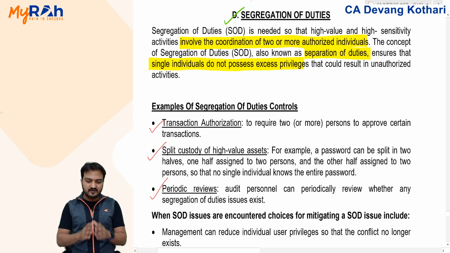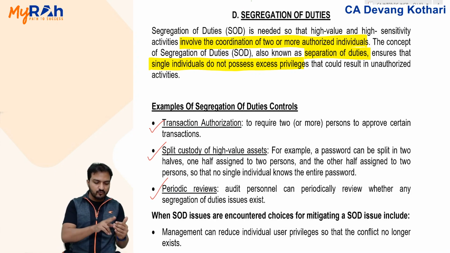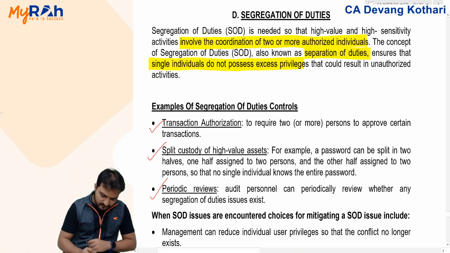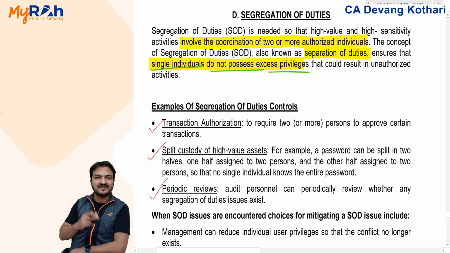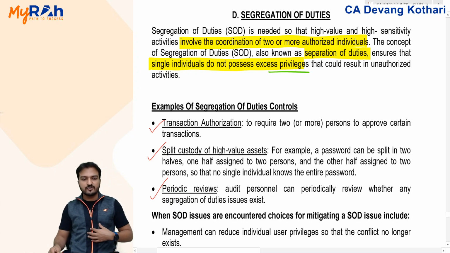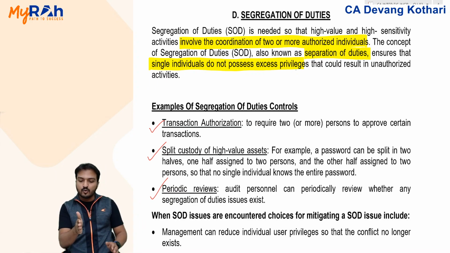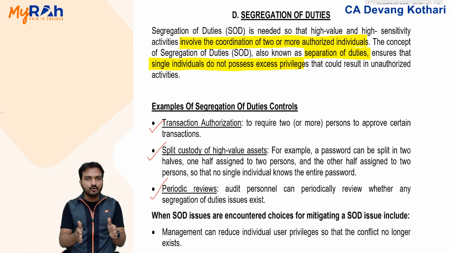Segregation of duties says that for better security purposes, any duties that are supposed to be done will be segregated between two people. It basically involves the coordination of two or more authorized individuals in order to do a task. That is called separation of duties. A single person will not possess the privileges of doing the entire work. For example, if I want to get a transaction done, then the person who initiates the transaction will be different from the person who approves the transaction. If the same person initiates and approves, then it is risky.